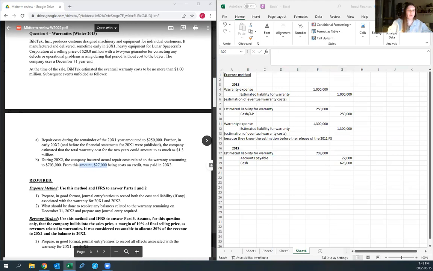For requirement 2: what should be done to resolve any balances related to the warranty remaining on December 31st, 2012, and prepare any journal entry required. So what they want to know is, at the end of the 2 years, technically, if you estimated your expenses correctly, your estimated liability for warranty account should be 0, but that's rarely the case. So what happens if at the end of the 2 years, you still have a balance in your warranty account? To do that, we have to find our balance at December 31st, 2012 of our estimated liability for warranty account.